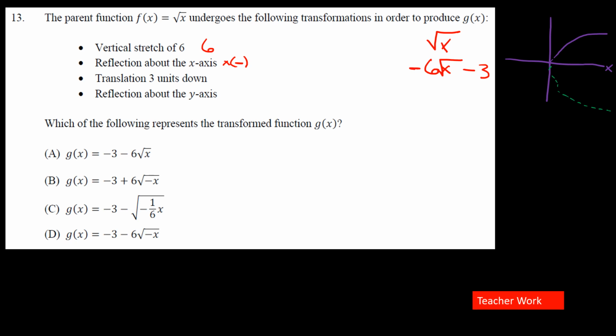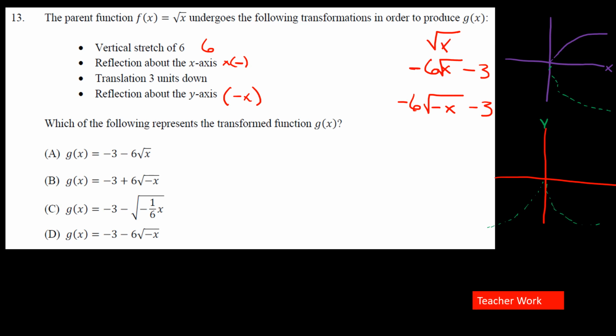And then, okay, it says a reflection about the y-axis. So, whoa, hold on. What does that look like? So if we had some graph, and we already know that we were reflected down here, and then we're going to be reflected about this y-axis. Well, our x value is what's changing here, which means that we have to have a negative x. So what happens here is we have a negative 6 square root of negative x minus 3. And this is what's happening here.